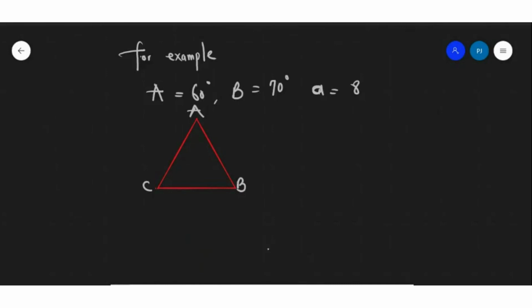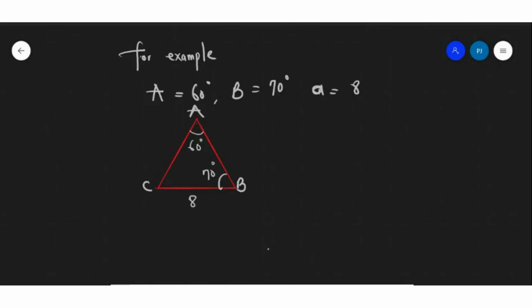So this will be my A side. So my A is actually 60 degrees. What is my B? My B is actually 70 degrees. And, you know, this side is opposite my A side. So the small letter a will be rightly below the A, at the bottom here. So that will be 8.